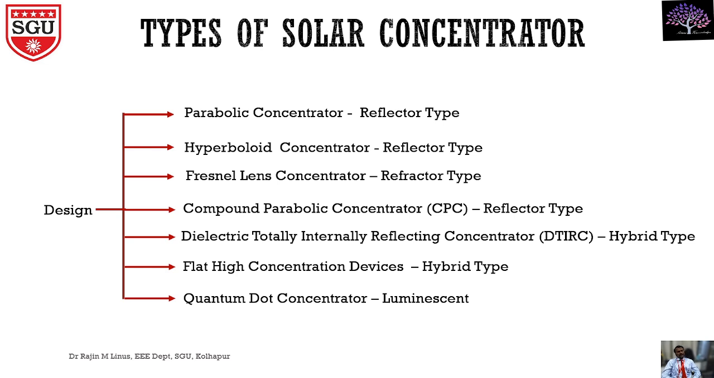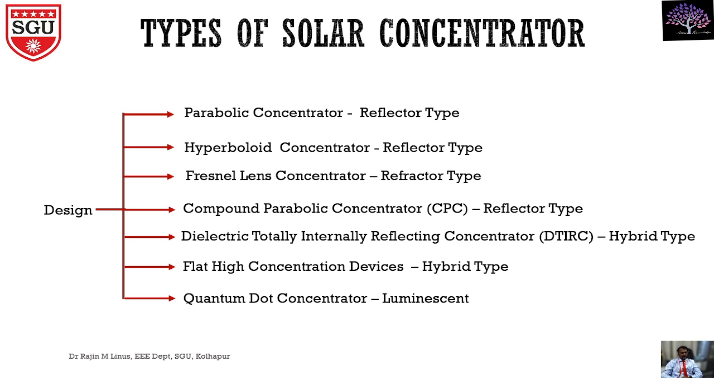Based on the design, what are the different types of solar concentrator? The parabolic concentrator is normally reflector type. The hyperboloid concentrator is also reflector type. That means once the light hits it, it will be reflected. Then the Fresnel lens concentrator is refractor type. Refractor type means that when the light is passed, it goes inside. That is called refractor type. The compound parabolic concentrator is also reflector type.